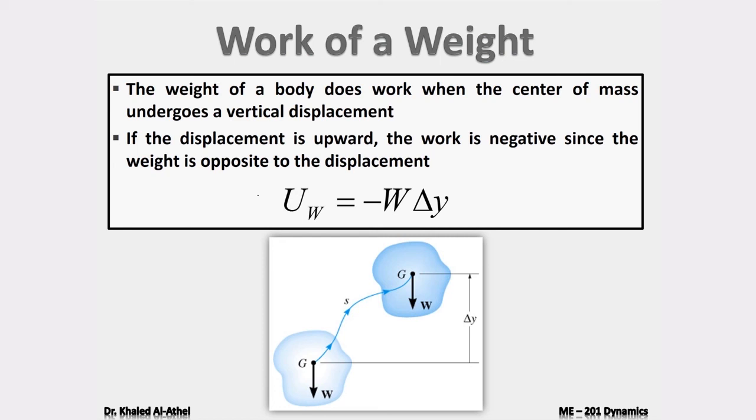Therefore, we write the work done by the weight as minus W delta Y. Now, if delta Y is positive, meaning that the object moved upward as shown in this example, then this is going to give me negative work. If the displacement is downward, so delta Y will be negative, the negative will cancel with the minus sign shown here and will give me positive work.